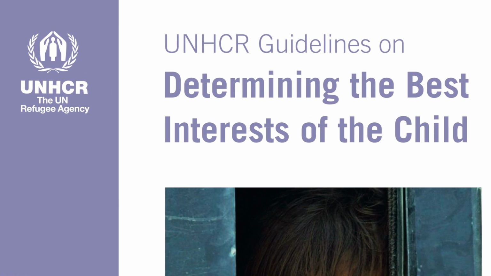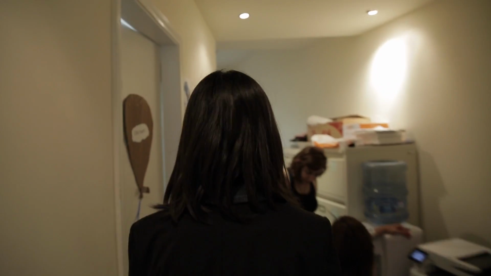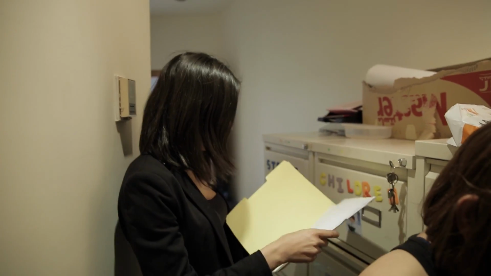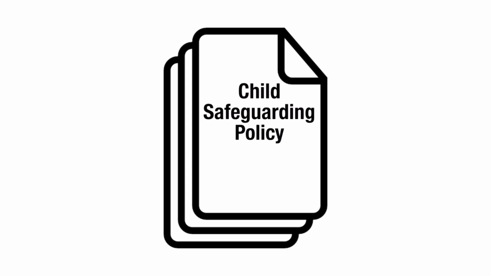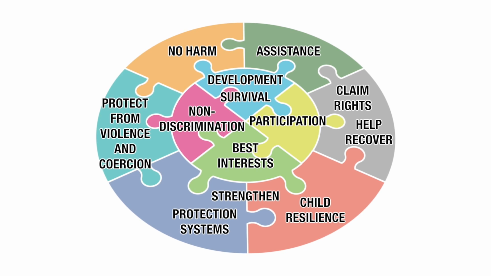The best interest principle is at the center of the case management process and should guide all our discussion and actions. By building caseworkers' skills and attitudes in applying this principle, we ensure that we are not harming children or their families. In addition, a child safeguarding policy and a clear code of conduct help us respect the set of principles that guide child protection.